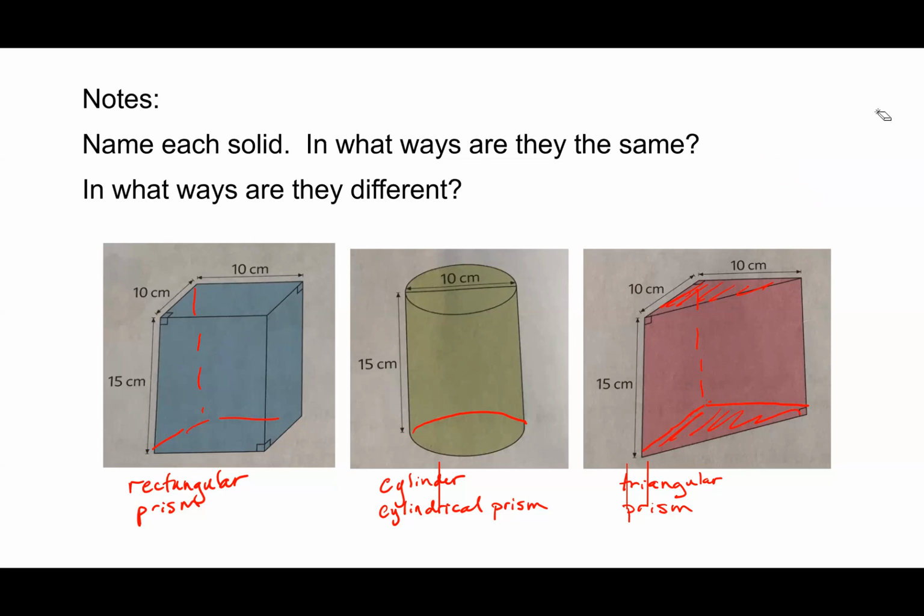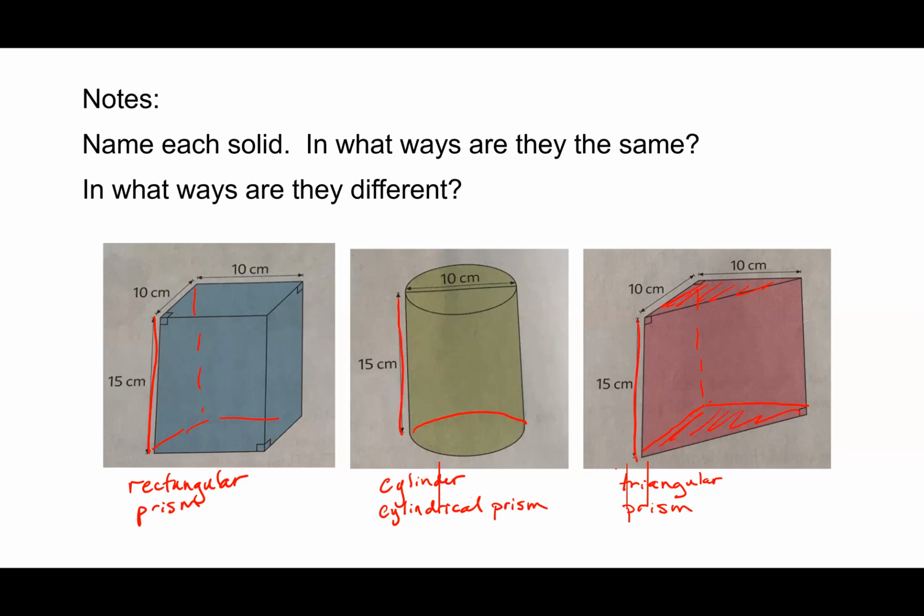Now, what did you guys notice for similarities between all three of these objects? Ray, what's one thing? They're all congruent. Okay. Are all three objects the same? Well, right here I have a rectangular prism, right here I have a cylinder, and then I have a triangular prism. So they're not congruent. Okay. What did you guys see that was the same? Yeah. Yep. But of what? Yep, they all have a height of 15 centimeters. Good job. So in that way, they're the same, right?